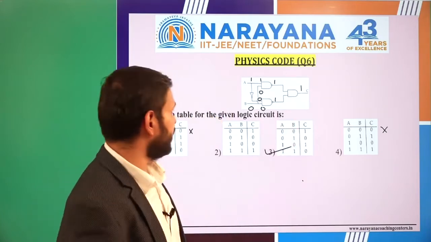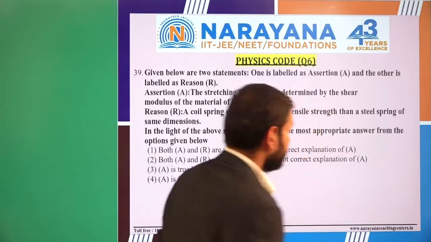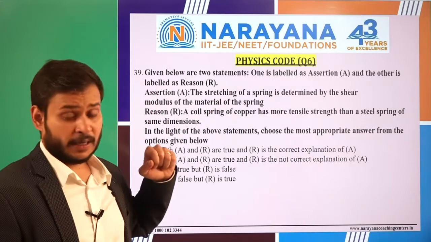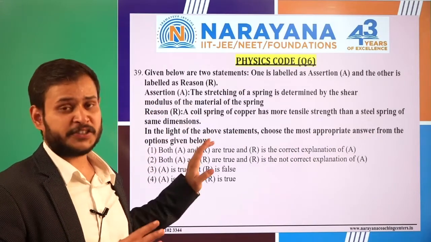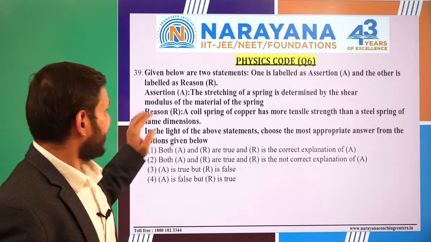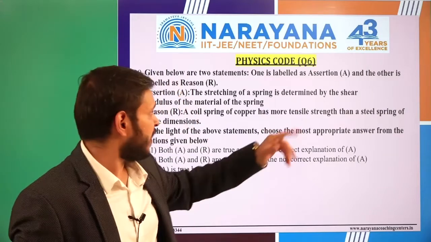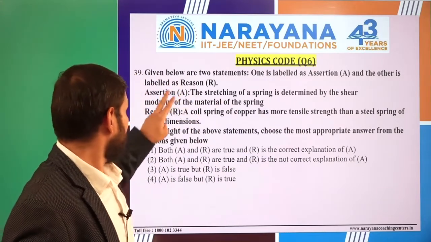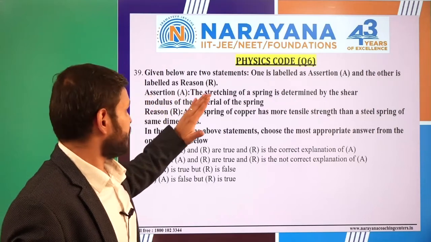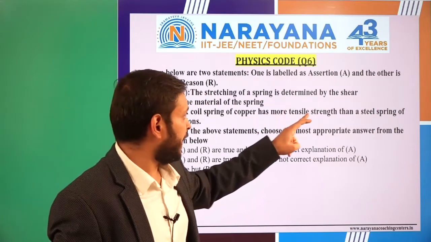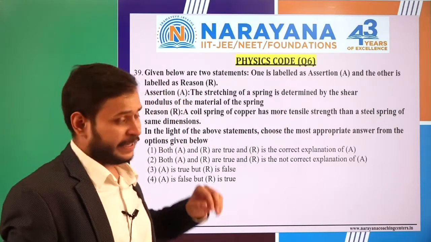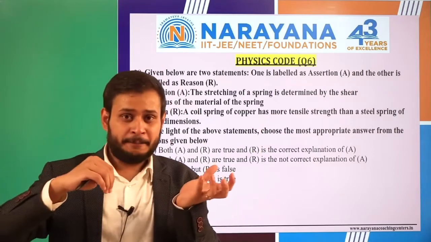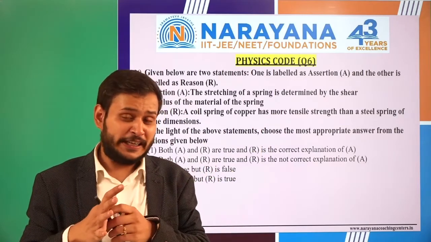So let's move to the next question, that is question number 39 of code Q6. And let me remind you, we are in section B. Two statements are given. One is labeled as assertion and the second one is reason. Now the assertion A is the stretching of a spring is determined by shearing modulus of the material of the spring. You see, when we shear a body, then we can use this term shearing modulus.